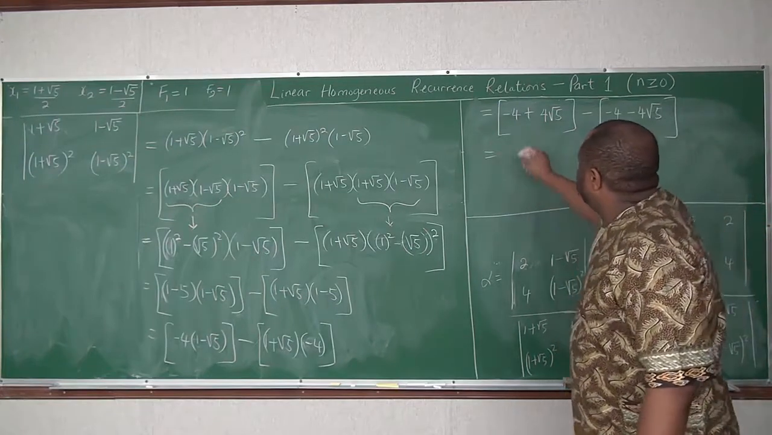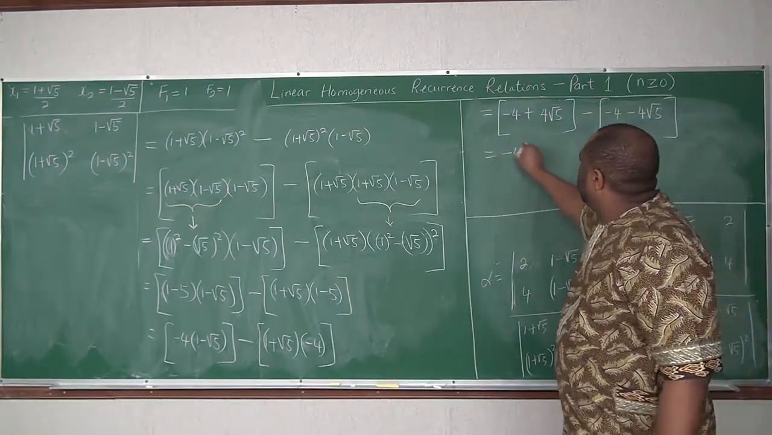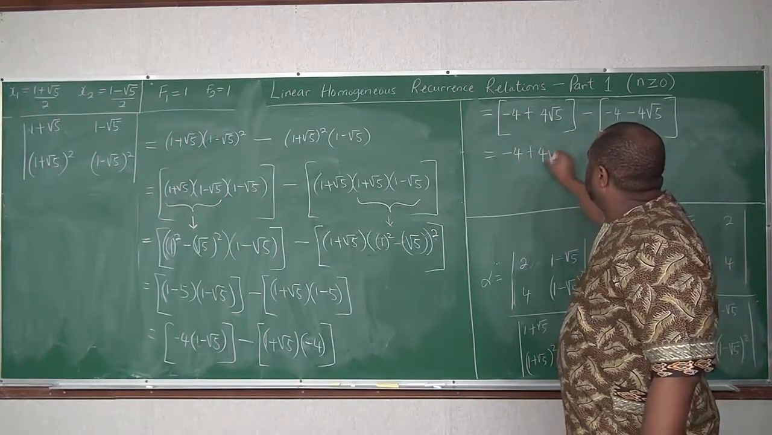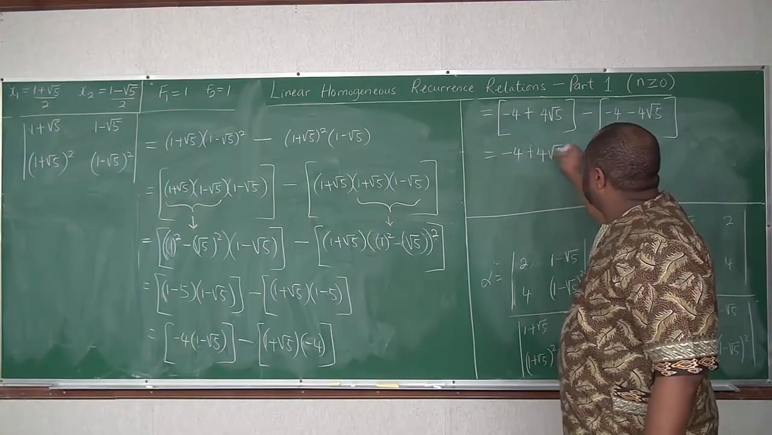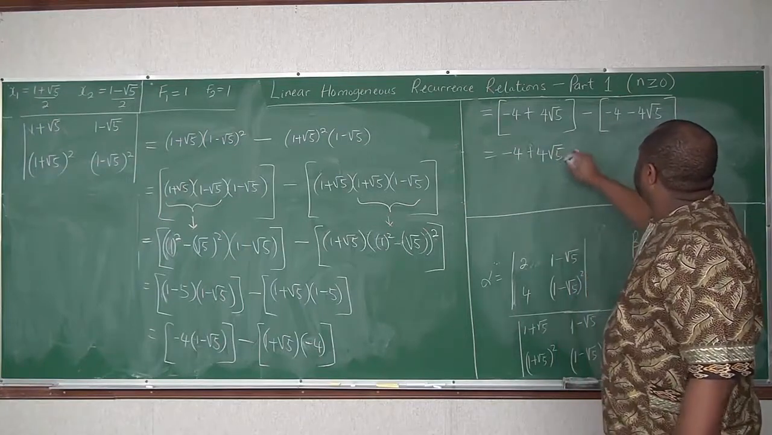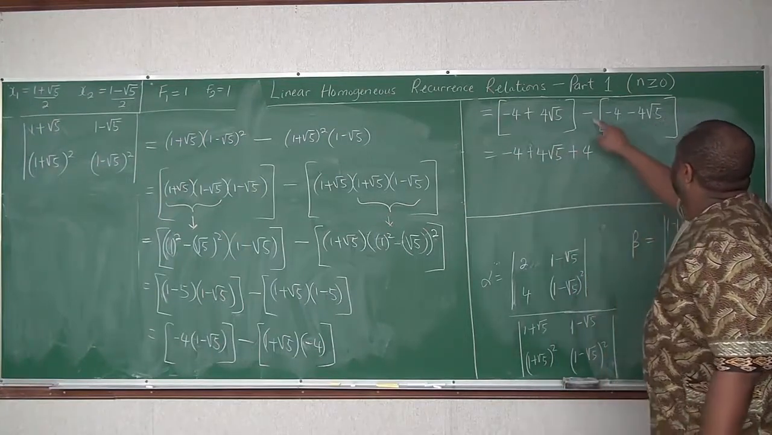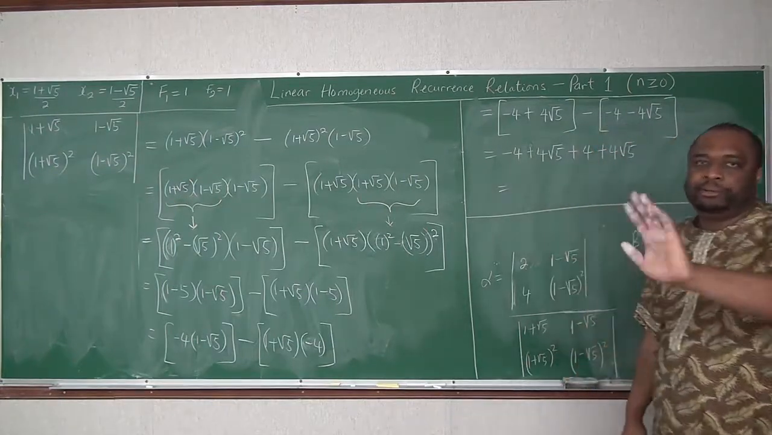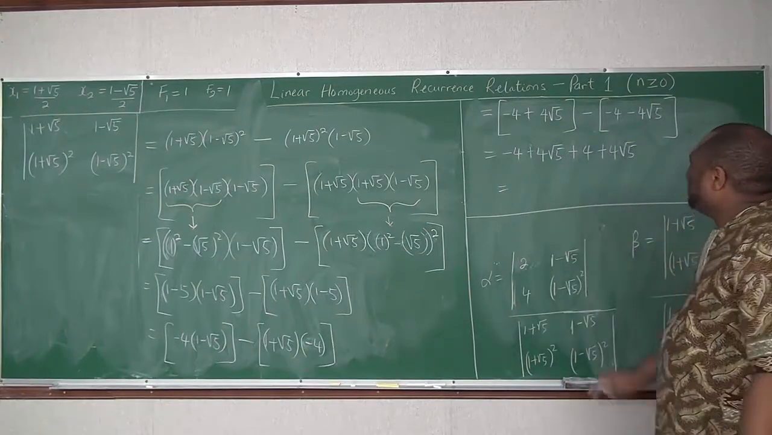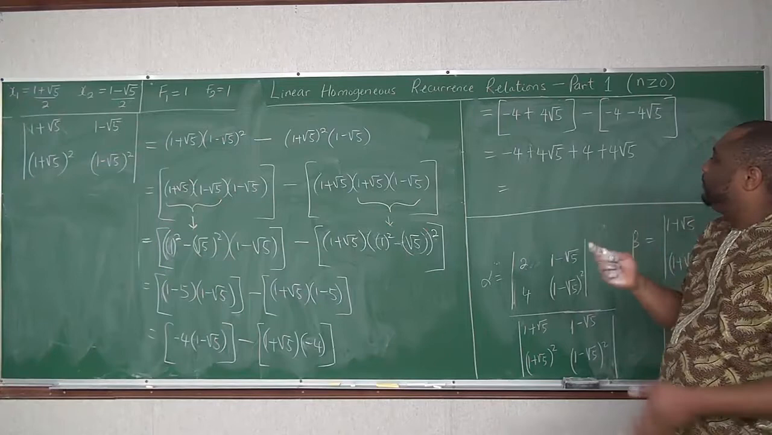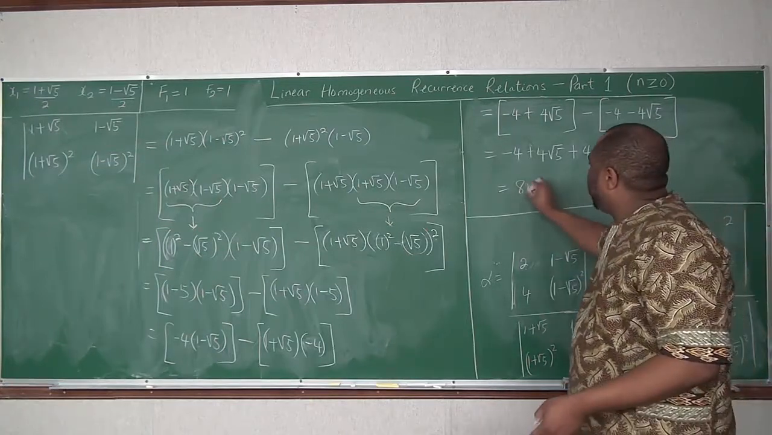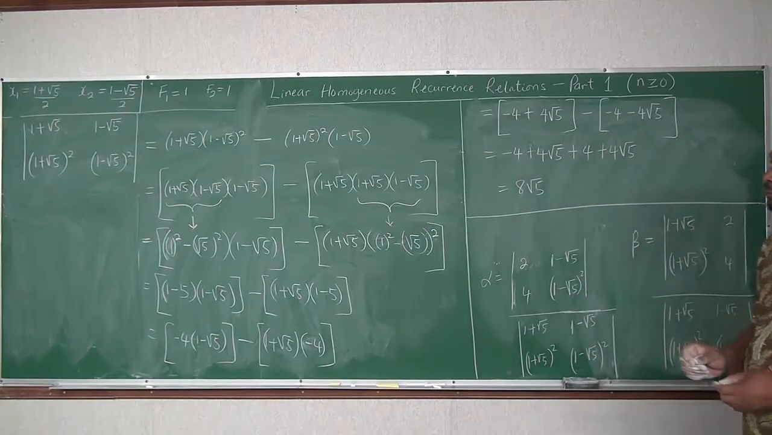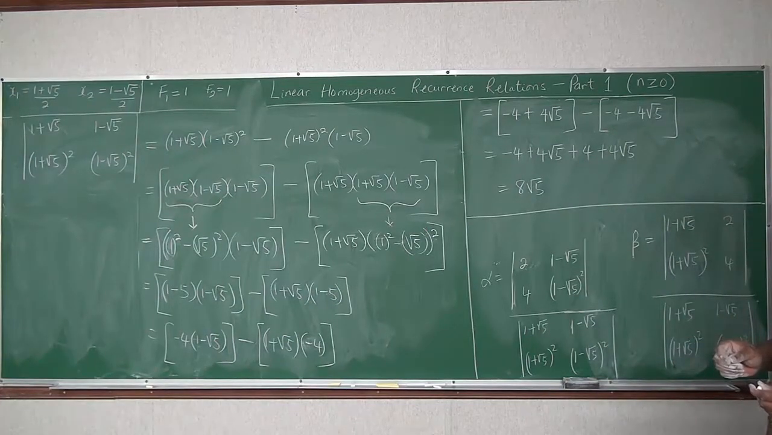So let's open up the parentheses. This will give us minus 4 plus 4 root 5 minus minus plus 4 root 5. Please don't mind my dog. Okay, don't mind her. So minus 4 plus 4, that's gone. 4 root 5 plus 4 root 5 is 8 root 5. So our determinant for the denominator is 8 root 5.